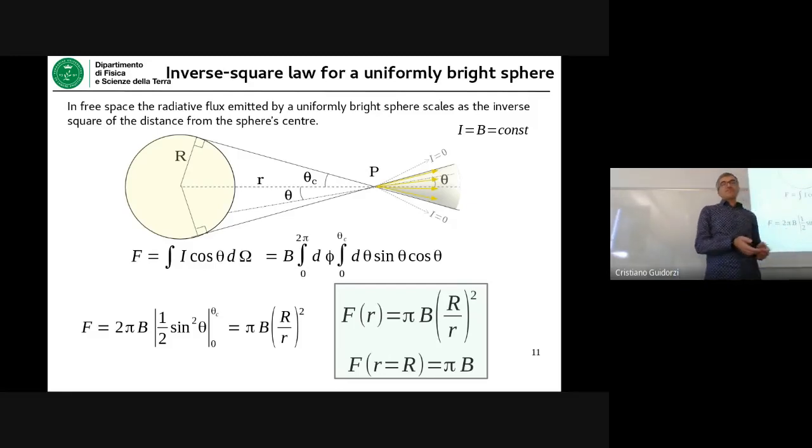Okay. So whenever you have a uniformly bright object, you know the intensity on the surface, and you want to know the flux at that point, it's just a matter of multiplying by pi, or the other way around. If you know the flux and you want to know the intensity of a uniformly bright object, you divide by pi.